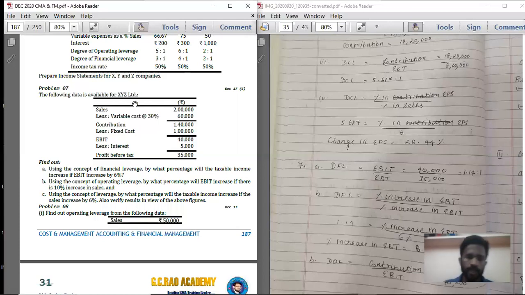With this table, we can find all the 3 leverages. How will we find them? First, degree of operating leverage, that is contribution divided by EBIT. Second, degree of financial leverage, EBIT divided by PBT. The third, degree of combined leverage, that is contribution divided by PBT. With this, we can find all 3 leverages.